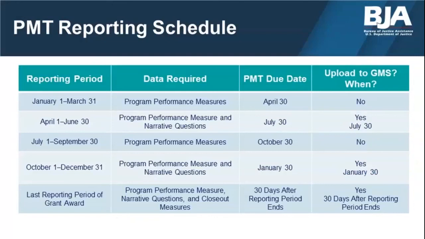This is the reporting schedule that details the time frame for each reporting period, the type of data required, and the due dates for submitting it in the PMT and GMS. You'll enter program performance measures every quarter and enter the narrative section twice a year during the April through June and October through December reporting periods. This table can be found in the PMT on the Information and Resources page as well.